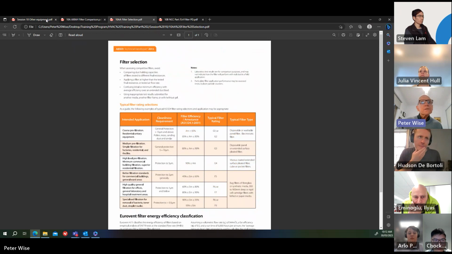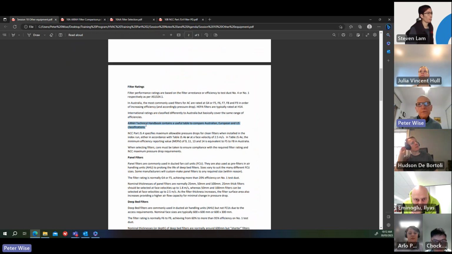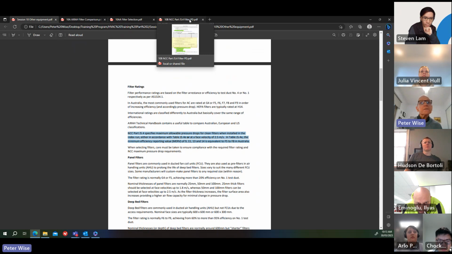Move on. NCC Part J5.4 specifies the maximum allowable pressure drops for clean filters when installed in the index run. So that's the worst case of the ductwork, either in accordance with table J4E or at a face velocity of 2.5 metres a second. In table J5.4E, the minimum efficiency reporting value of 9, 11, 13 and 14 is equivalent to F5 to F8 in Australia. So what I've just said previously helps you read these sorts of tables. So here's the NCC section, J5.4.